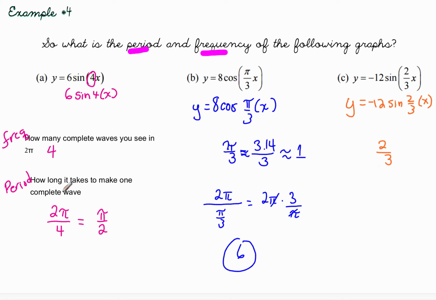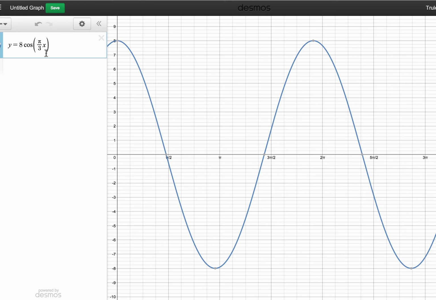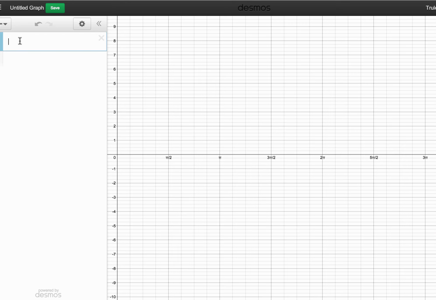And how long does it take to make one complete wave? Well, in 2 pi, if I see 2/3 of a wave, that means 2 pi times 3 over 2, cross that off. It should take me 3 pi to see one complete wave. Go back to Desmos. Change this. We've got y equals -12 sine 2 divided by 3x.